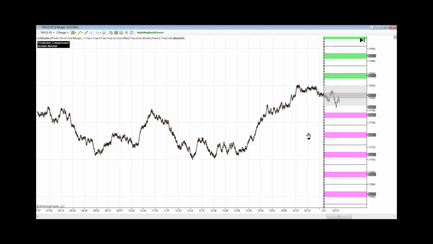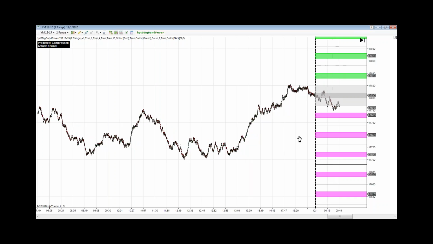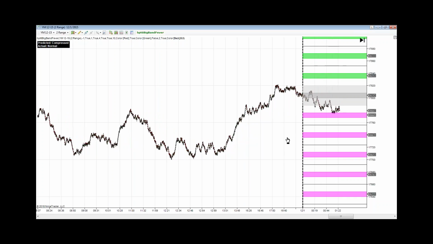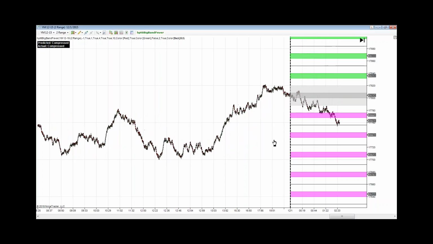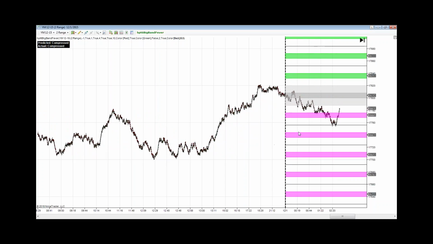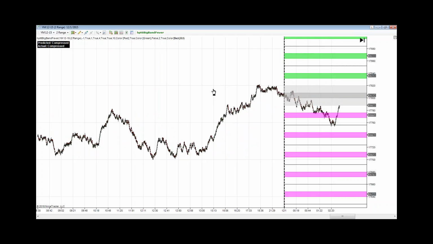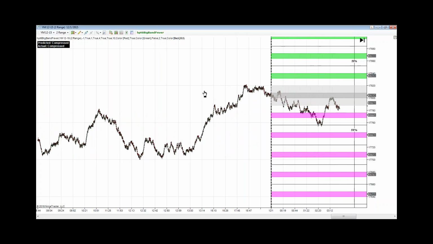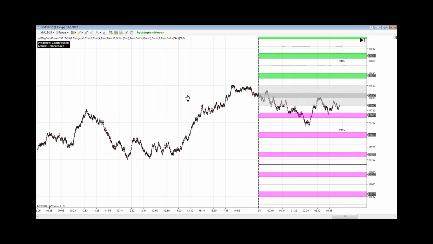So we started to move out. We basically came down and tested the first band level. All right, couldn't quite get down to the second. It was predicted compressed, and at this point in time, which was around 2:30 or 2:40 a.m., we're still in a compressed market. The market then continued to move.